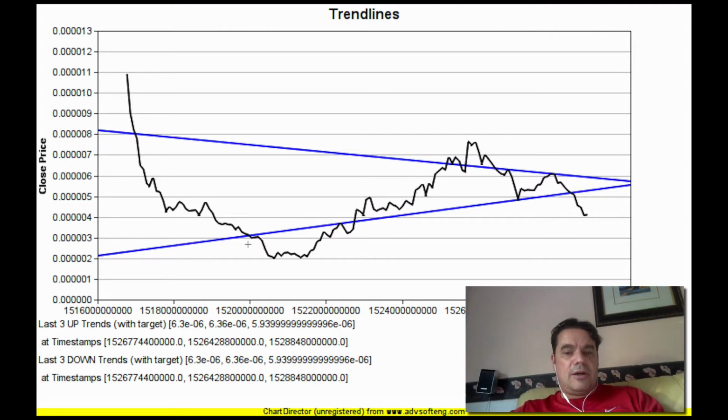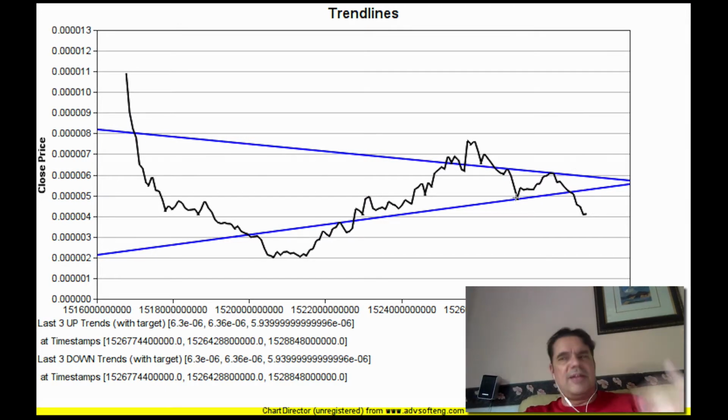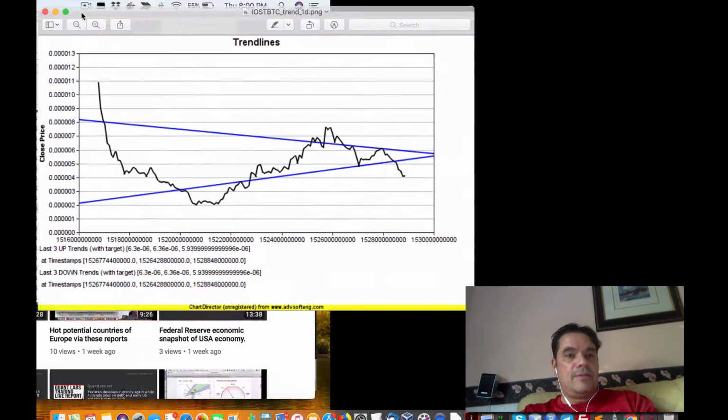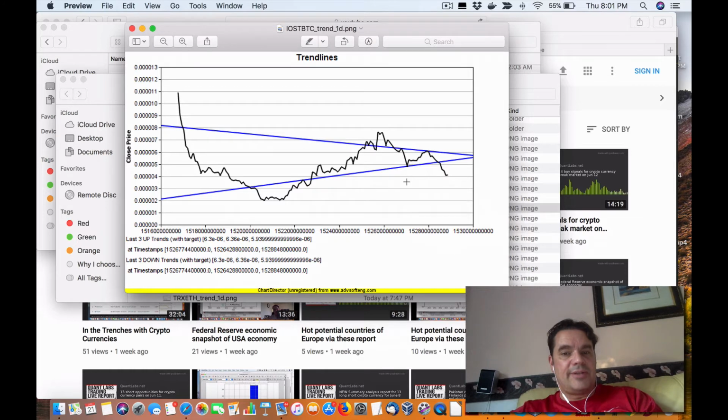So you can see here, we also have this so-called downtrend as well, and these are supposed to be the troughs of that price line over the last, I think it's 30 days we're working with here. Yes, so this is over the last 30 days.